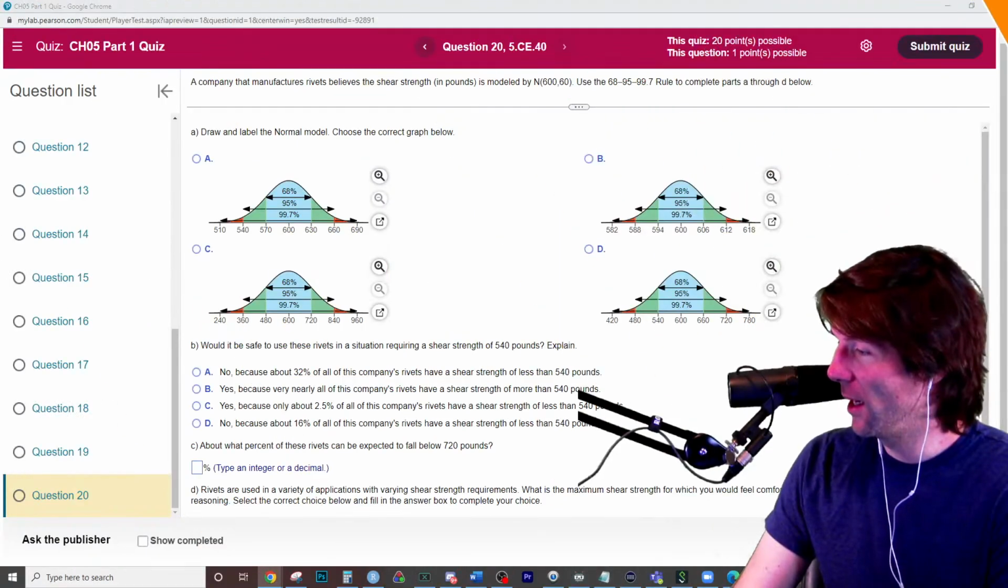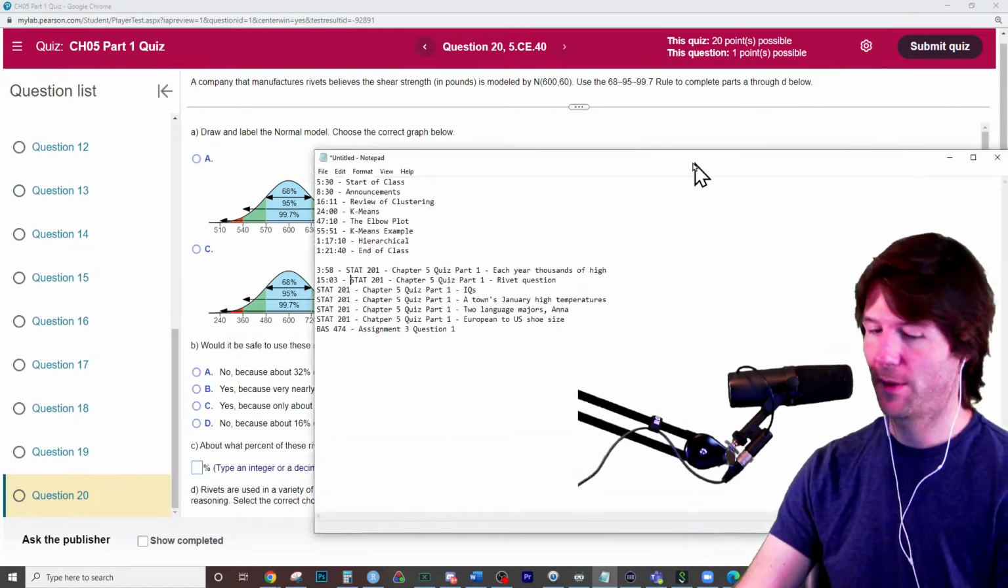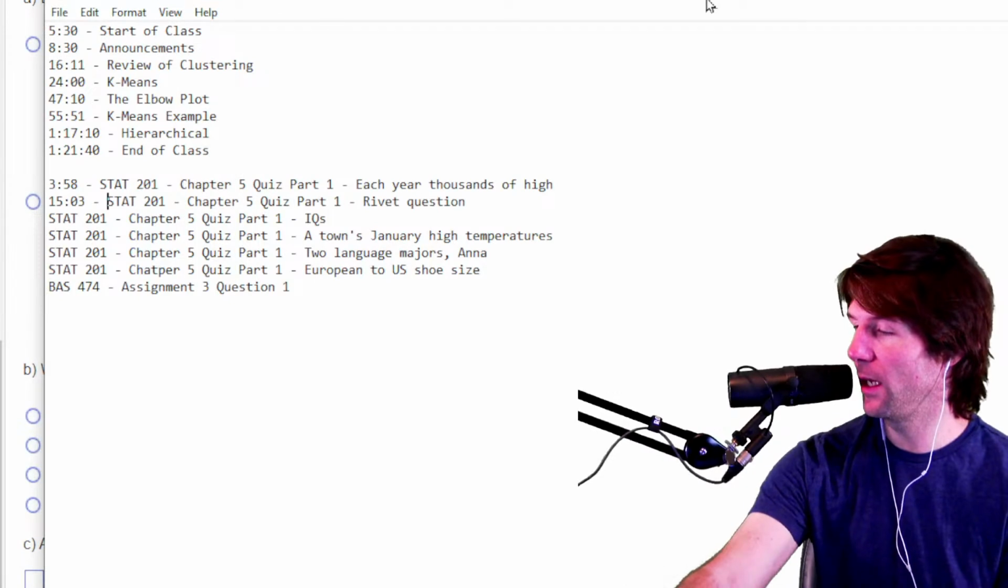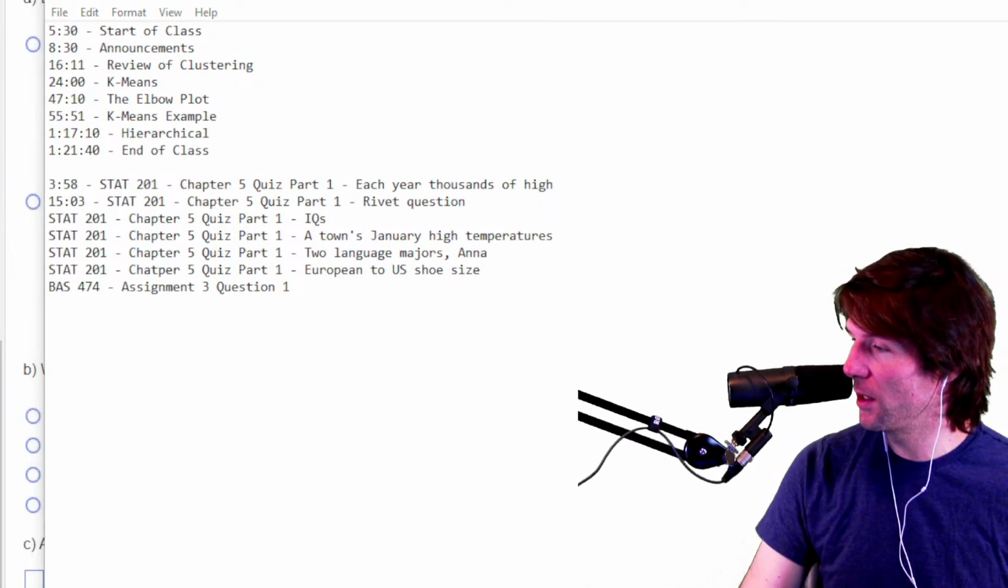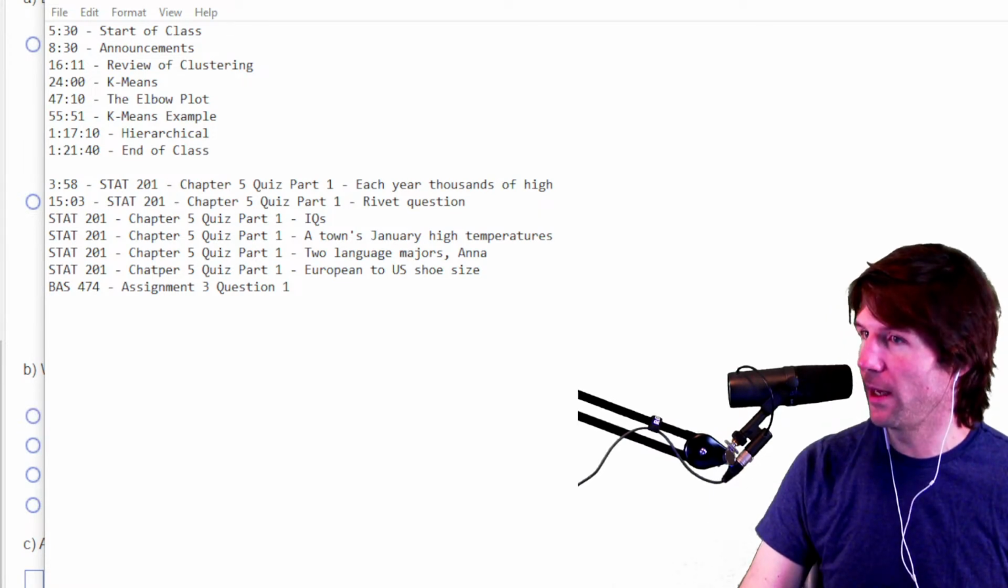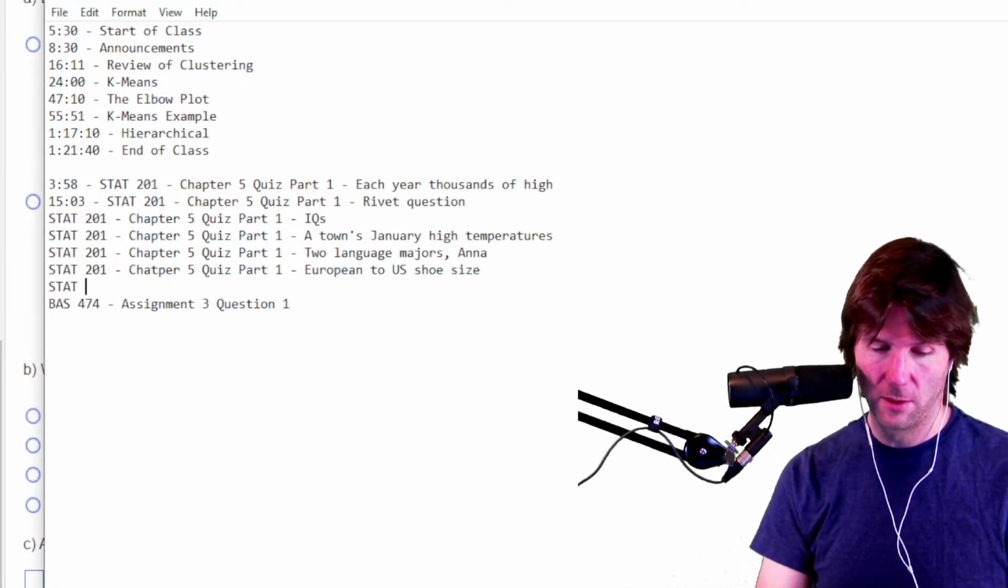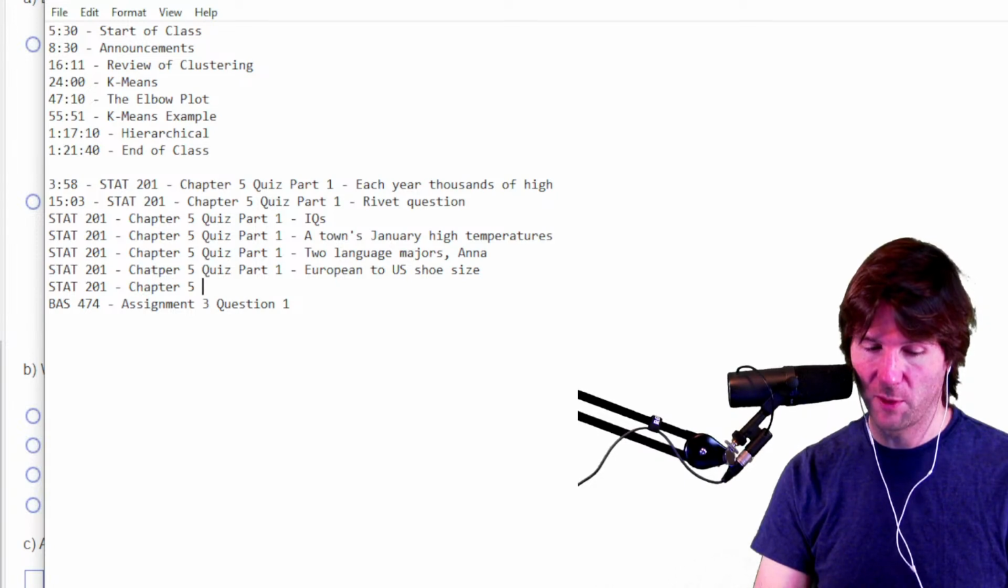We got the rivet question. We could do Celsius conversion coming up here in a little bit. Let's do the rivet question. Here we go. Here's the upcoming list of what we got. And let me grab the Celsius conversion. Let me add that to the list. We're going to do as much stat as we can, then hop over to little 474.